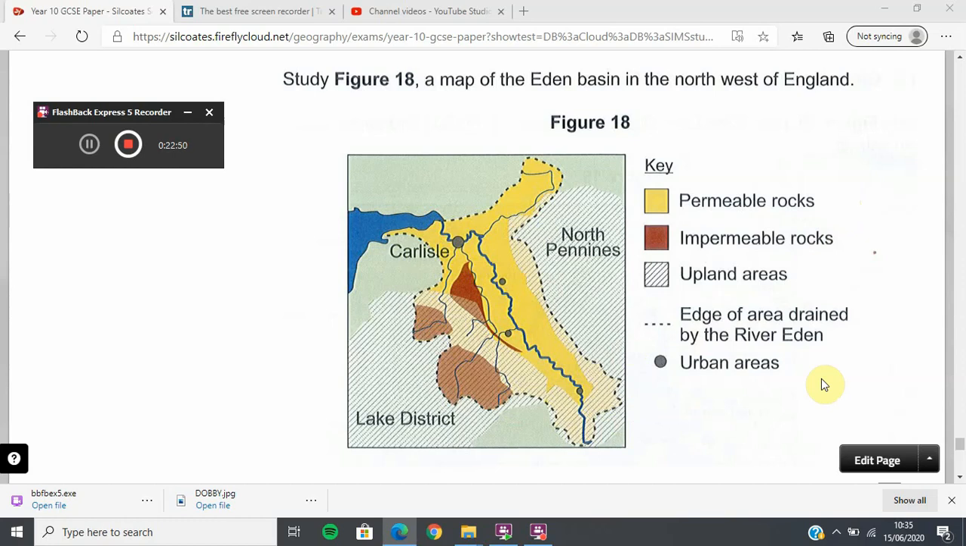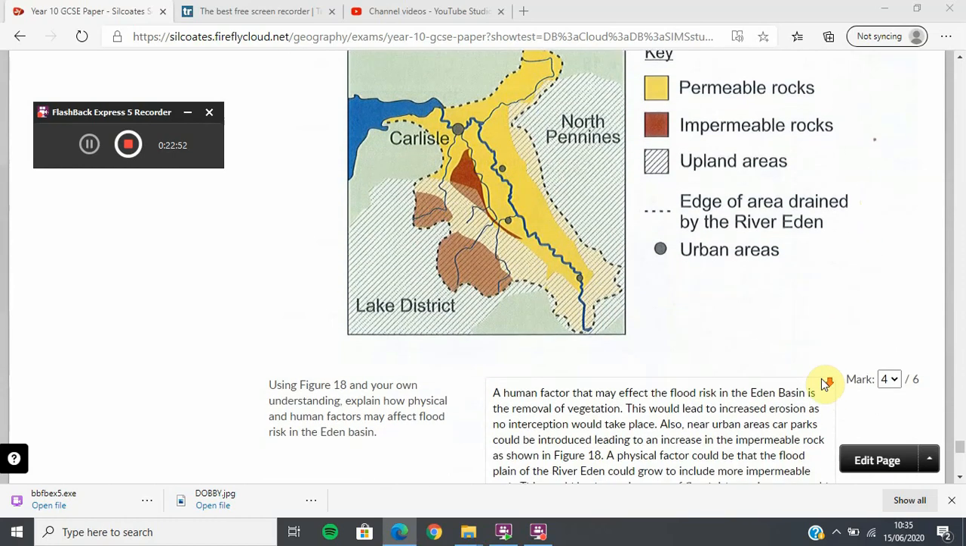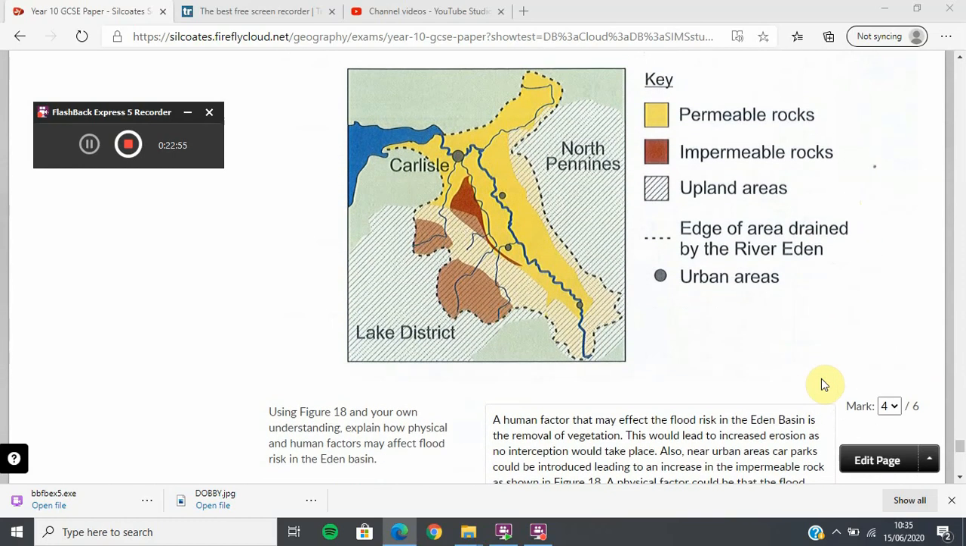Okay, so the question then, using figure 18 and your own understanding, explain how physical and human factors may affect flood risk in the Eden Basin. So 3 things again, isn't it? Talk about figure 18, talk about physical factors, talk about human factors, and link all of that stuff to flood risk. You must be talking about flood risk here, otherwise you're not answering the question. Okay, just describing what's on the map isn't answering the question.